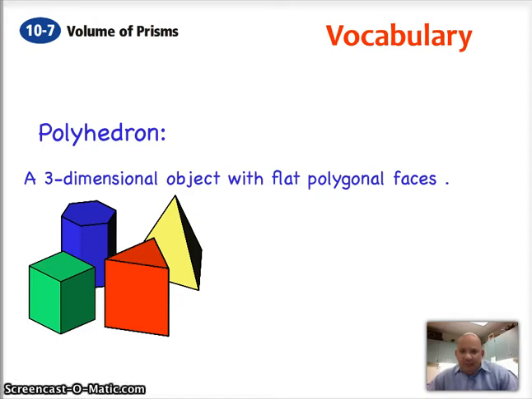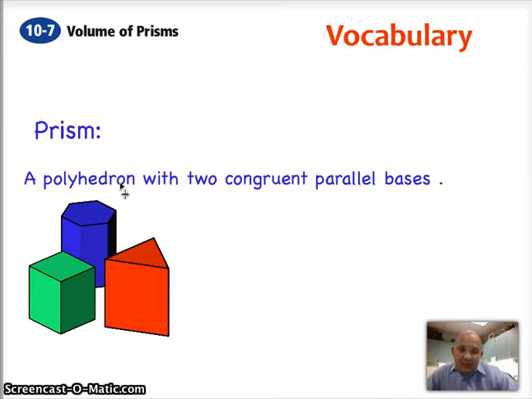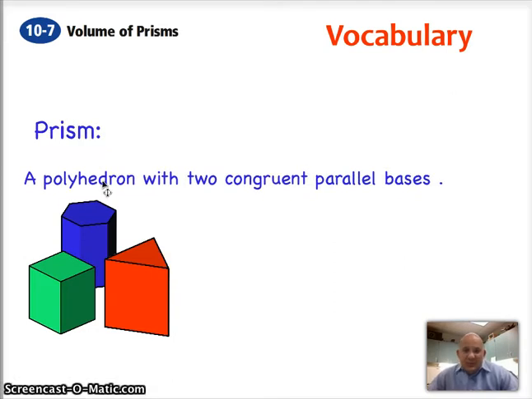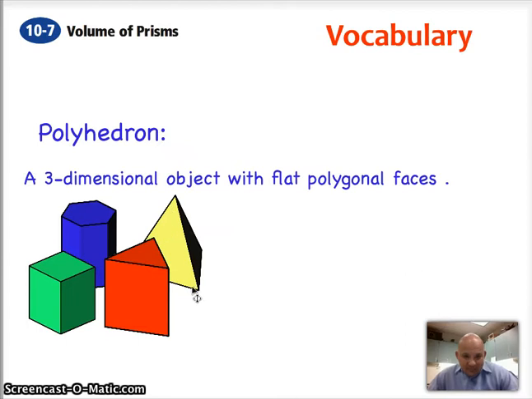Our next definition is a prism. Now, a prism is a type of polyhedron. Note, I'm going to go back to a polyhedron. You'll notice when I go back and forth that there's this triangular object called a tetrahedron that disappears when we talk about prisms. That's because a prism is a specific type of polyhedron, a polyhedron with two congruent parallel bases. Whereas these objects have bases that are congruent and parallel, this particular object does not.